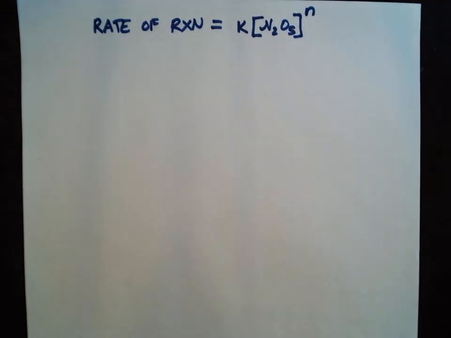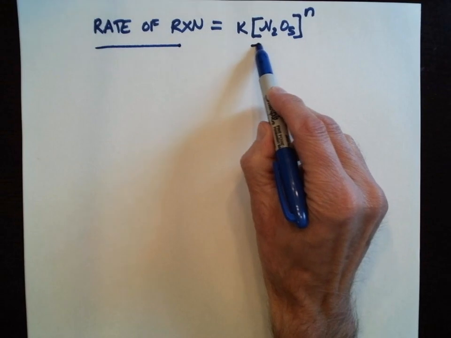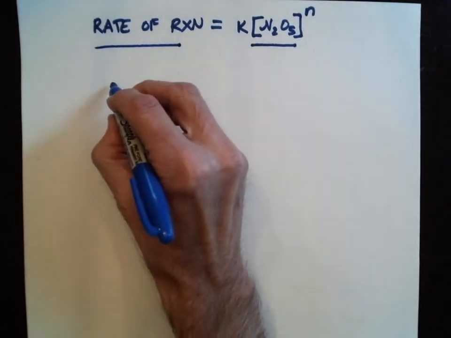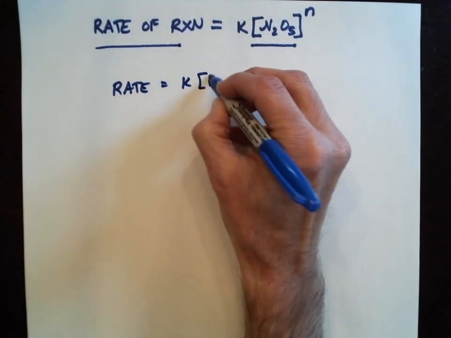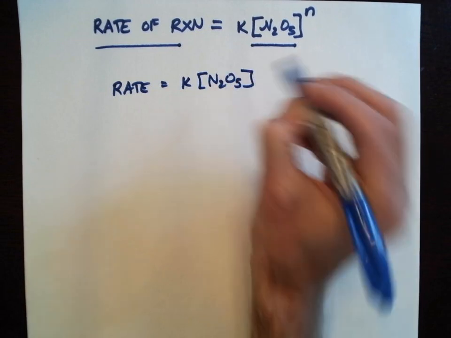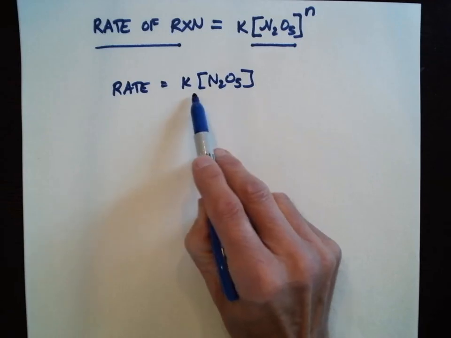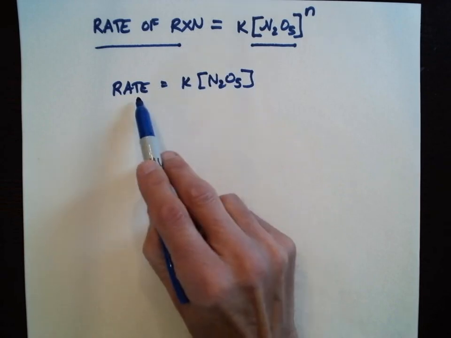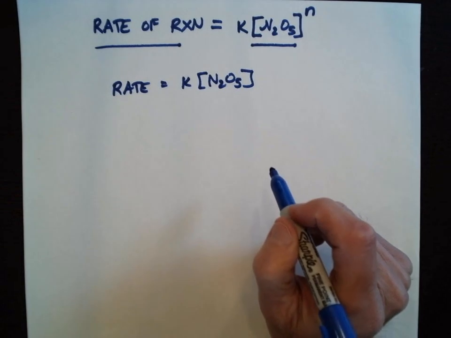Well, if the reactant concentration doubles and the rate doubles, this goes up linearly with this, and in that case, n would be equal to 1. So if we have the rate equals k times the concentration of N2O5, we see here if we double the concentration, goes from 1 to 2, the rate will go from 1k to 2k. Increase the concentration, increase the rate by the same proportion, then n is going to be equal to 1.